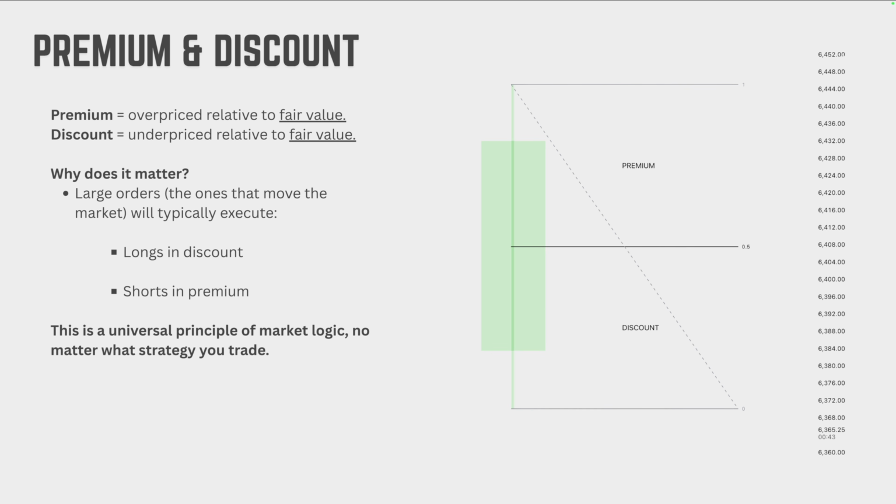The reason these things matter is the larger traders, the institutions, the ones that actually move the market, are typically executing their longs in a discount level and their shorts in premium levels. So we want to make sure we understand where premium and discount is so we can more effectively ride their waves and capture trades at favorable positions, right? It's a universal principle of market logic. No matter what strategy you trade, this video will apply to you.